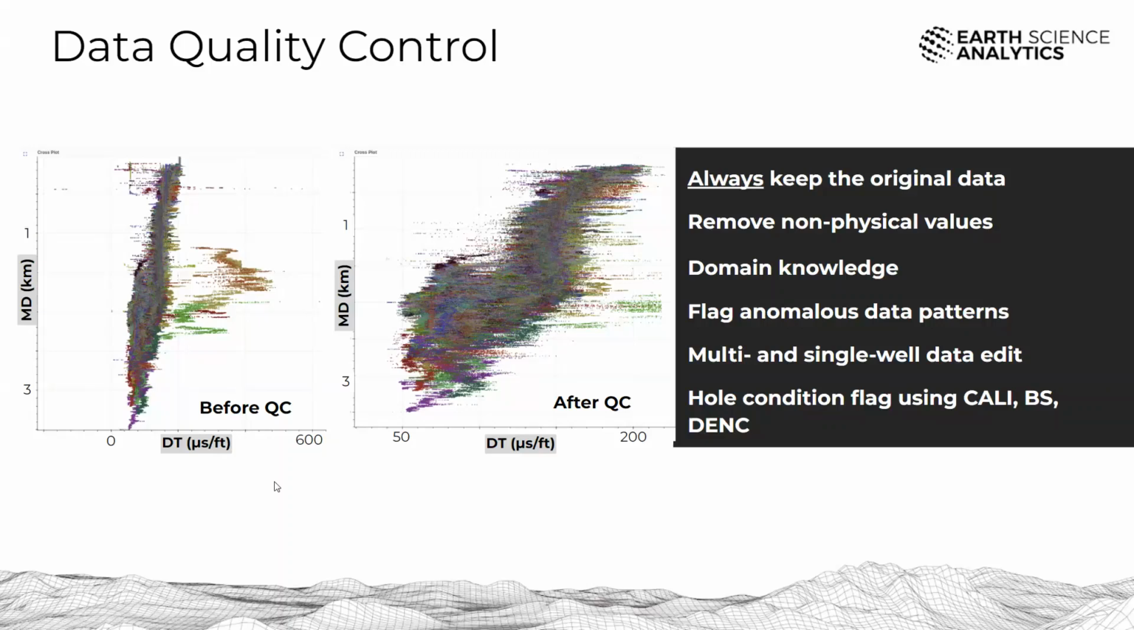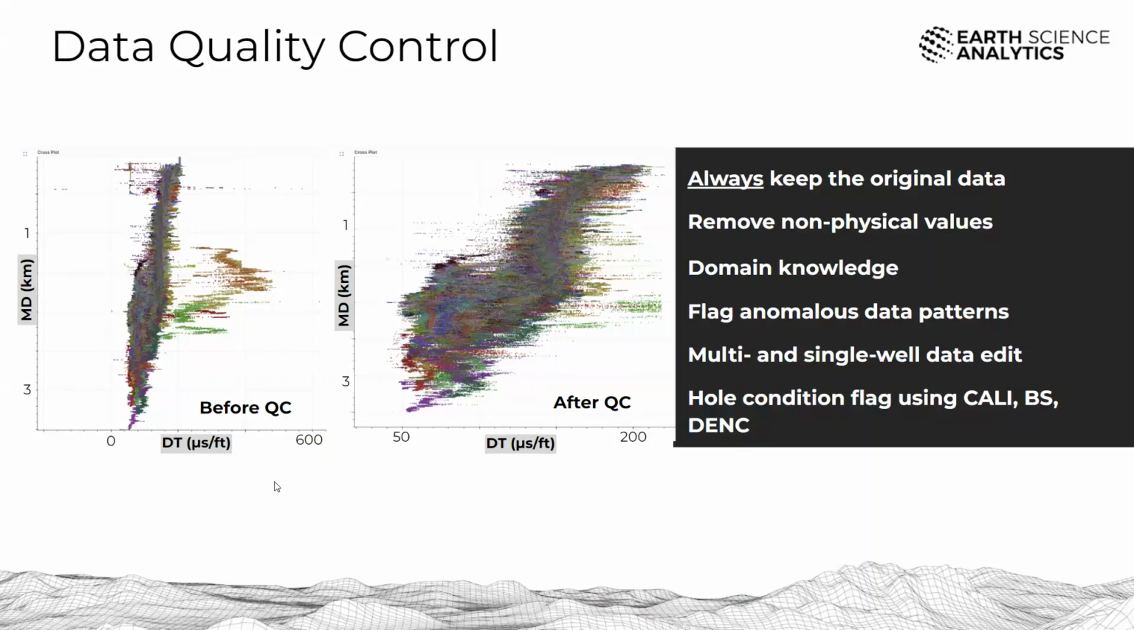And we're also identifying anomalous data patterns, which I'll talk about in a minute in more detail with these plots on the left-hand side. We can do multi-well and single well editing. We can take out certain sections of logs on many wells, or we can do it just on single wells. And we can create a hole condition flag based upon bit size and caliper log. It gives us a heads up on where we could expect problem areas, for example, for your density log or your DT. So flag anomalous data patterns.